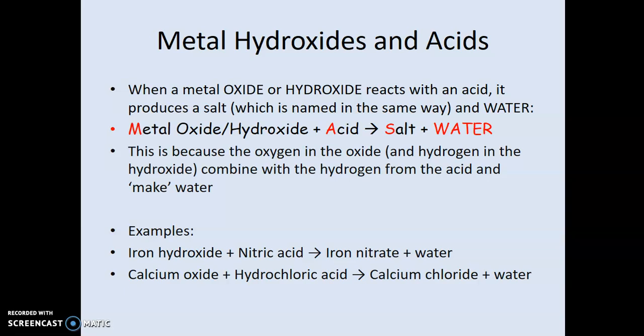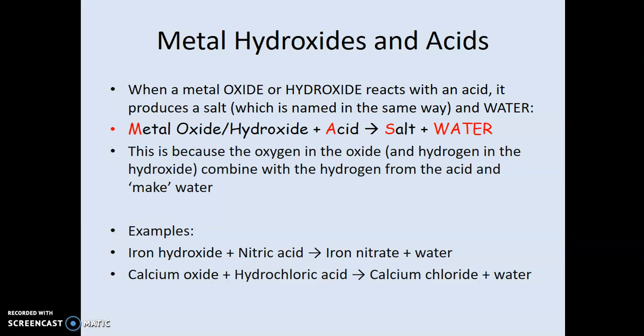Okay, now there are 2 other examples we need to look at, but they are largely just as simple. Metal oxides and metal hydroxides with acids. So when a metal oxide or a metal hydroxide reacts with an acid, it still produces a salt which is named in exactly the same way, which you've already mastered, and it will also this time produce water.